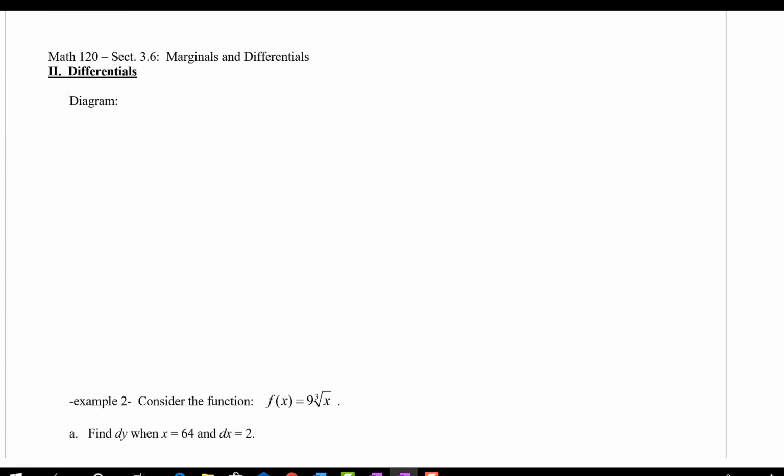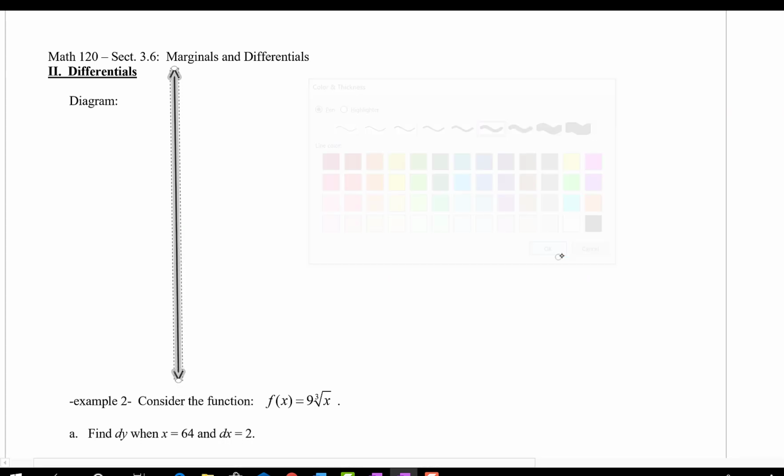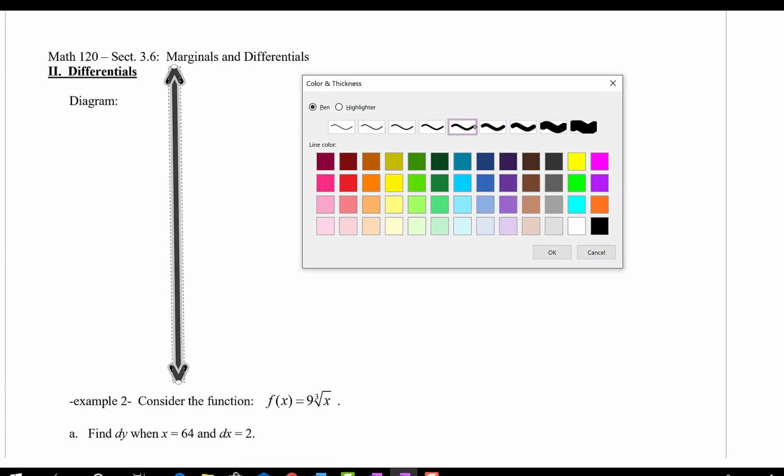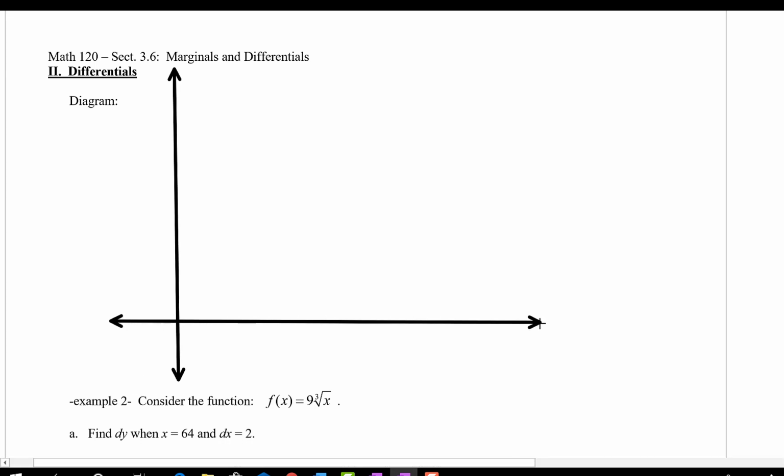Section 2, differentials. Okay, we're going to draw a sketch of a graph. I'm going to draw a coordinate plane. I'm going to start off by drawing the vertical y-axis, then a horizontal x-axis. In this coordinate plane, we're focused primarily on quadrant 1. You can see a little bit of quadrants 2, 3, and 4, but the focus is more in quadrant 1.